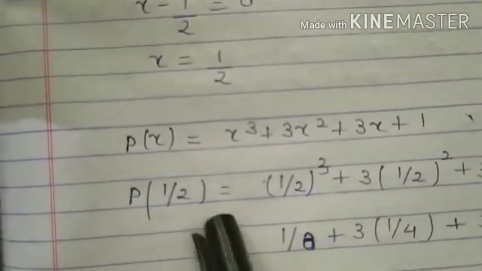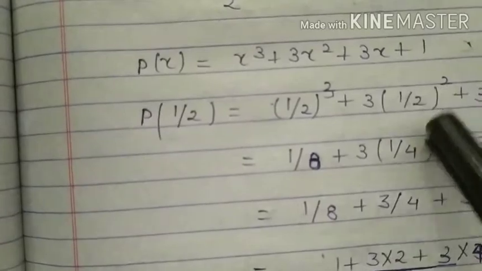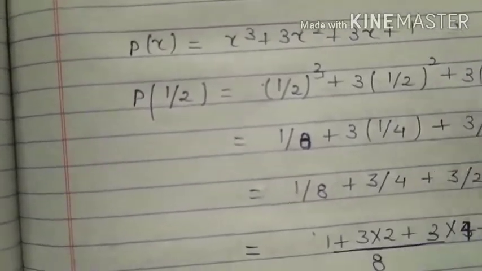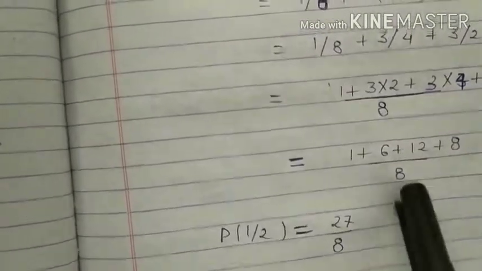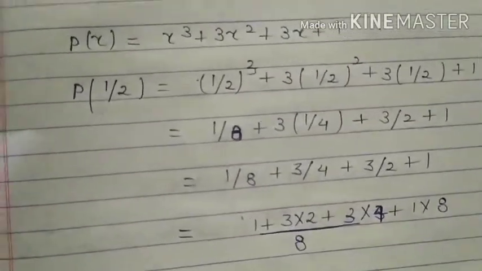Now p at 1 by 2. After solving, 1 by 2 cube is 1 by 8, 1 by 2 square is 1 by 4, plus 3 plus 1. After solving we get 27 by 8. Clear? Okay.